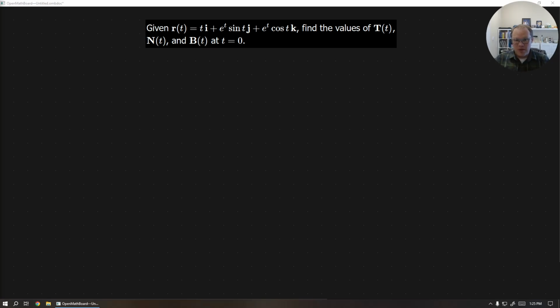Let's do another example. This one's a little more difficult. The space curve actually is in 3 dimensions. And here we want to find the unit tangent, the unit normal, and the unit binormal vectors.